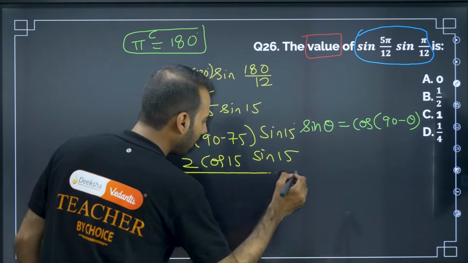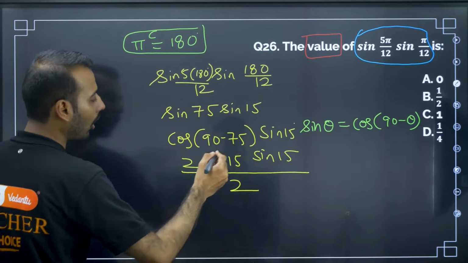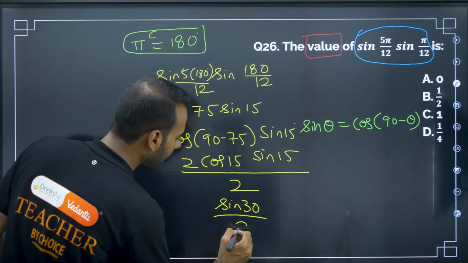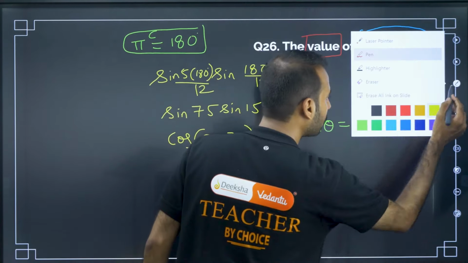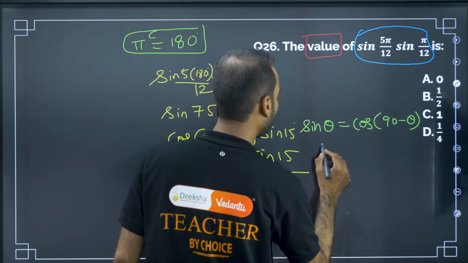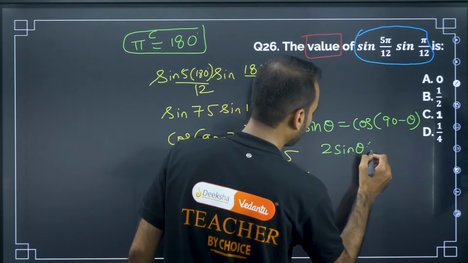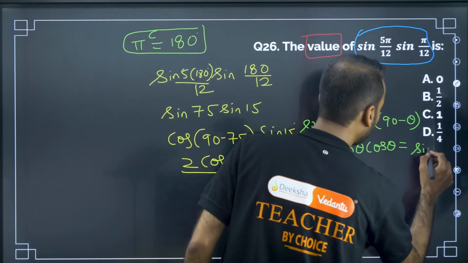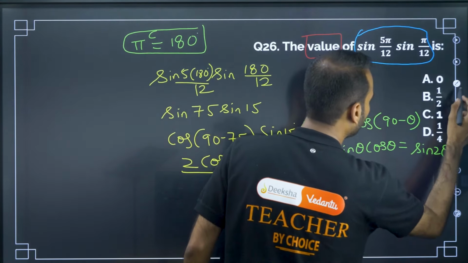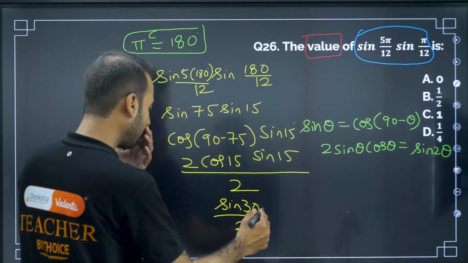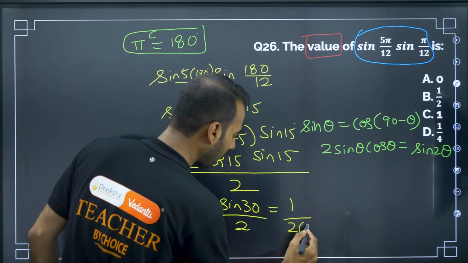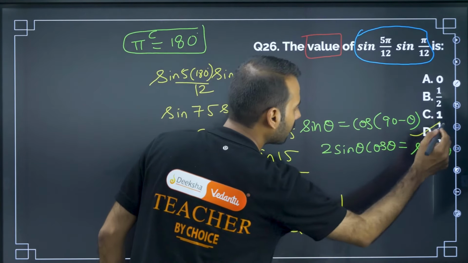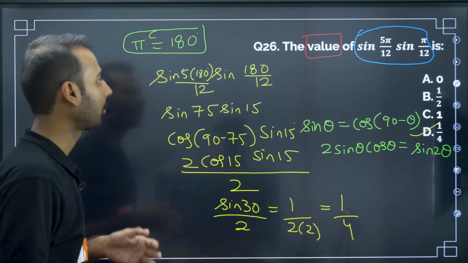If I write 2 here and divide by 2, so 2 cos 15 sine 15 is sine 30 divided by 2. Again, one more formula you should be able to recall at this point. What is that? 2 sine theta cos theta is equal to sine 2 theta. Next, moving on to this, sine 30 value is 1 by 2, and one more 2 is present here. So this is overall 1 by 4. So the answer is 1 by 4. Moving on to next question.